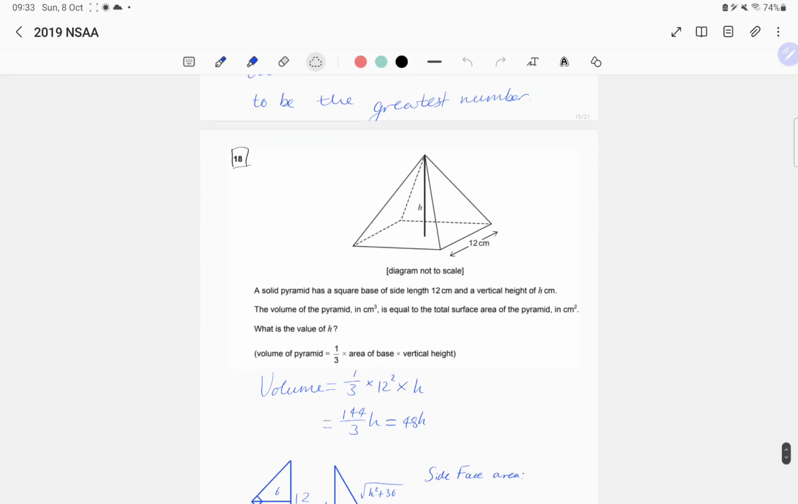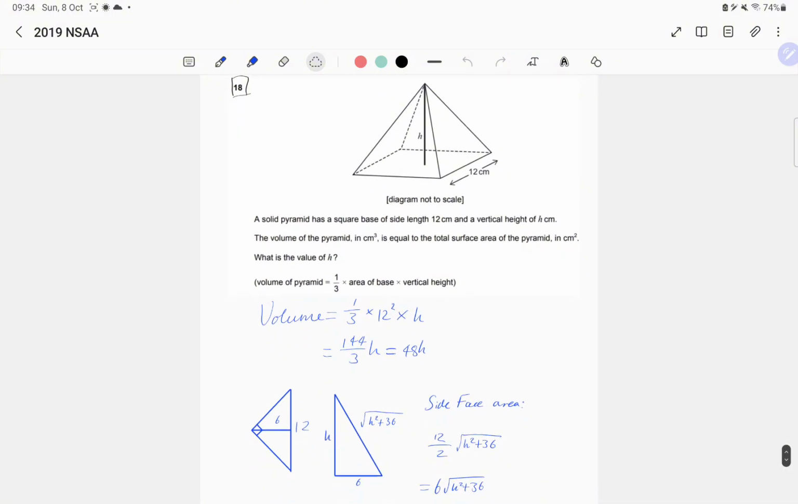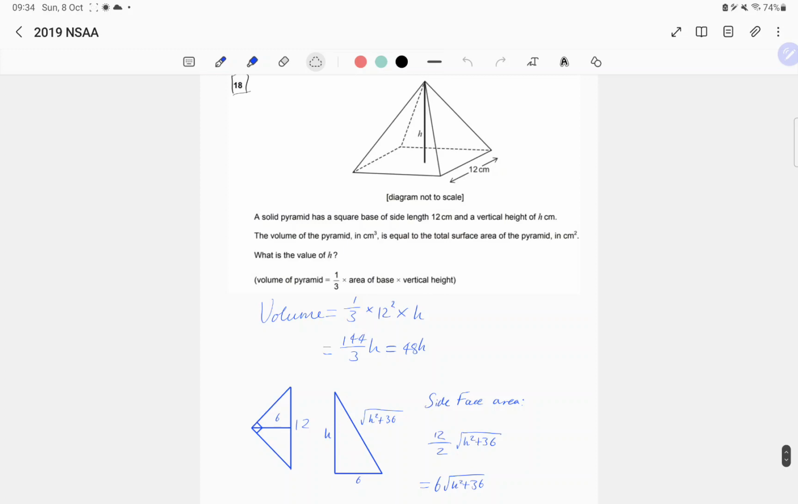Question 18. A solid pyramid has square base of side length 12 centimeters and a vertical height of h centimeters. The volume of the pyramid in centimeters cubed is equal to the total surface area of the pyramid in centimeters squared. What is the value of h? Using the formula we've been given, we have volume equals a third times 12 squared times h, equals 144 over 3 h, which equals 48h.